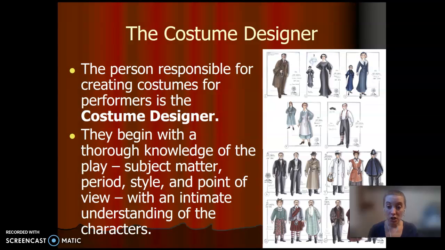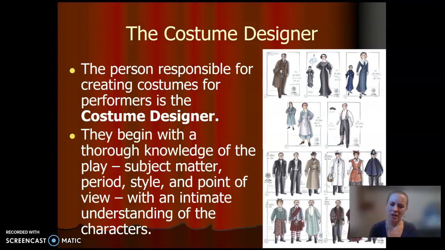So they have to start with a thorough knowledge of the play. All the designers have to do this. They have to know the subject matter, the period that it takes place in, the specific year, what's going on that year, what are people wearing, the style of the play that will influence the cut of the fabric, or the cut of the clothing, and the type of fabrics and the colors, the point of view. We talked about this in the beginning of the semester. Is this a comic point of view, a serious point of view?